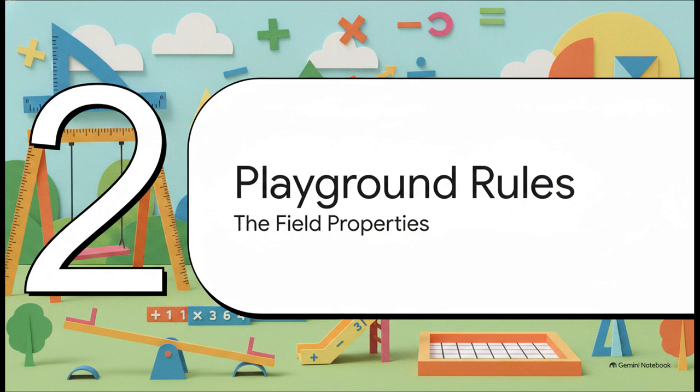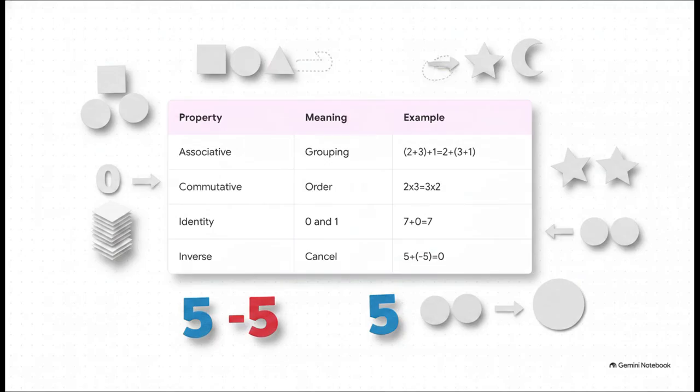Moving on to Section 2, Mathematical Playground Rules, formerly known as the field properties. So think of a field not as a farm, but as a playground where we can add, subtract, multiply, and divide, and the whole system just behaves nicely according to a set of specific rules.